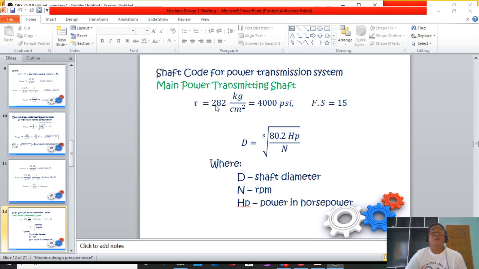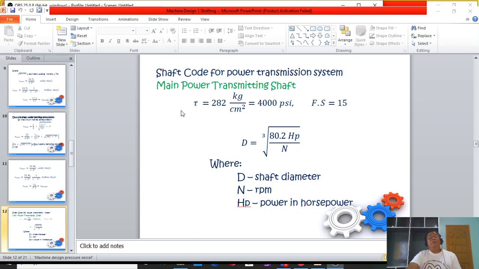Take note, class, that for the main power transmitting shaft, the stress considered is 282 kilograms per centimeter square, or that is equivalent to 4,000 psi. Take note, class, that the factor of safety considered for the main power transmitting shaft is 15. Imagine, class, that the factor of safety is 15. So even if the stress is doubled, tripled, and so on, it is very difficult, class, to fail because the factor of safety is 15.